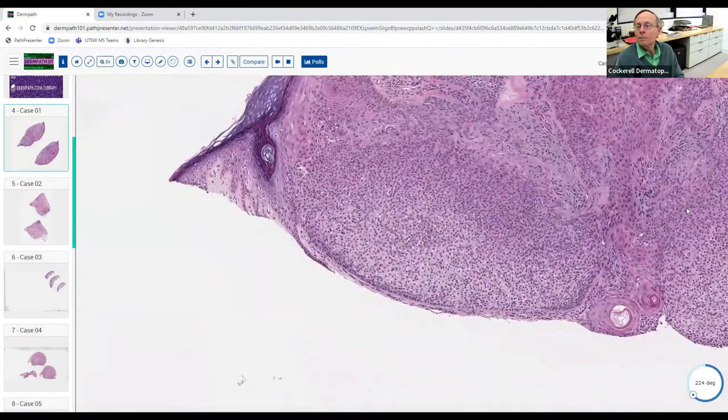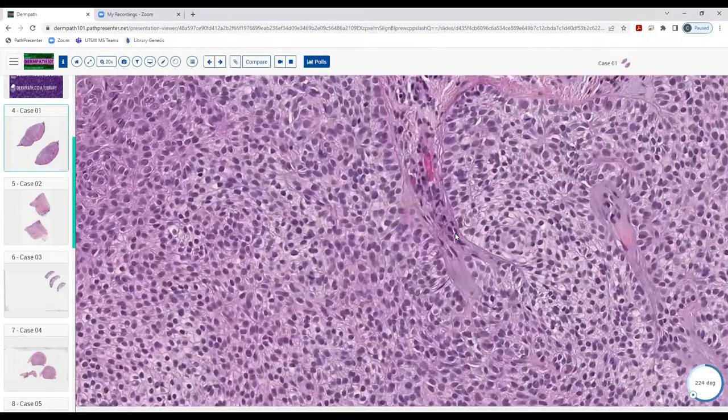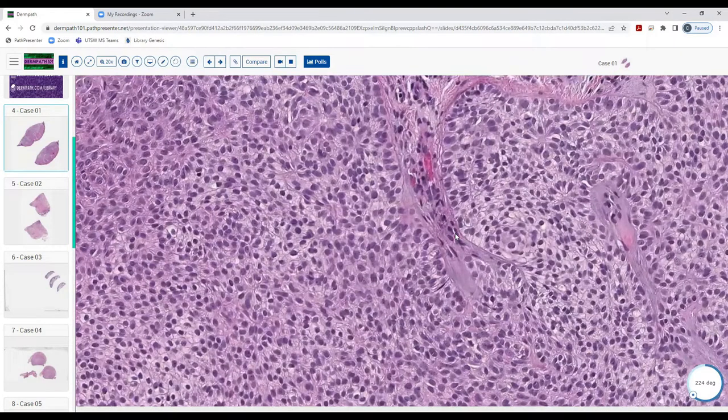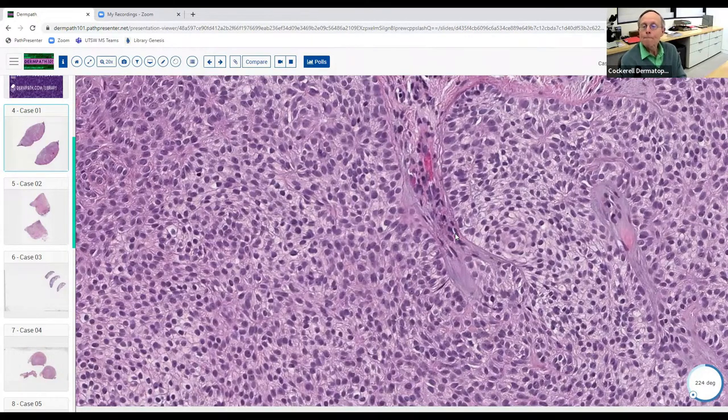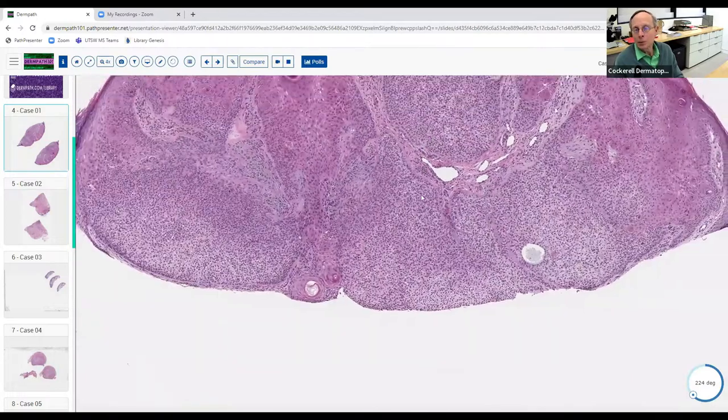So what's the diagnosis? I thought it was a trichilemmoma, right? Yeah, trichilemmoma, exactly. Or you say trichilemmoma, whatever you want to say. But yeah, so this is a trichilemmoma. Some people also refer to this as a trichilemmal verruca, because a lot of times it looks like a wart. So that's a synonym of it, if you will.